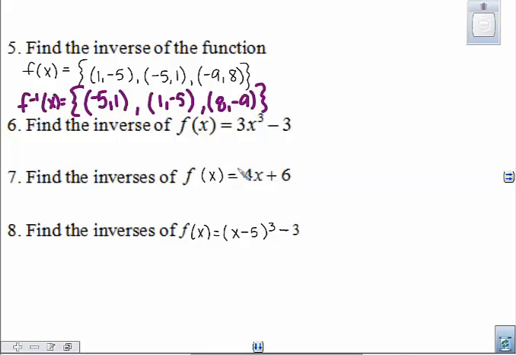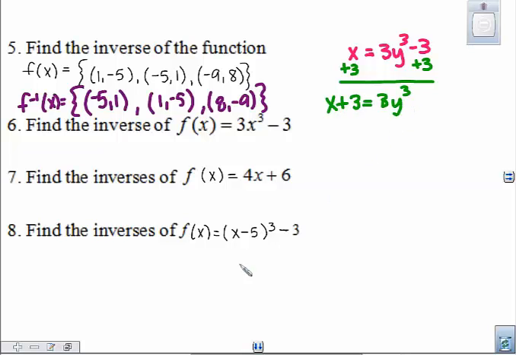When you're given an equation and asked for the inverse, you switch the x and y and then solve for y. Remember, f of x is y. So I'm going to rewrite this as x equals 3y cubed minus 3. I'm going to solve for y by moving the 3 with the x. So I have x plus 3 equals 3y cubed. I need to get rid of this coefficient by dividing. The entire side gets divided by 3, not just the constant.